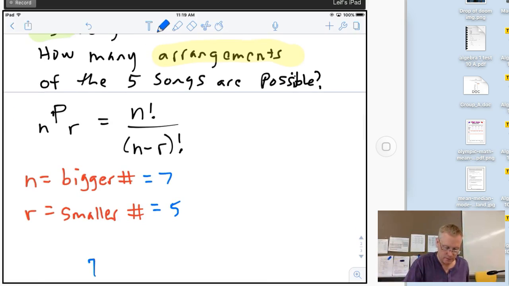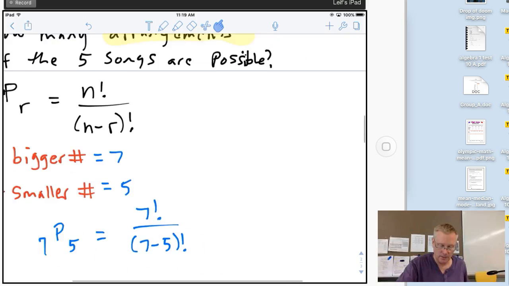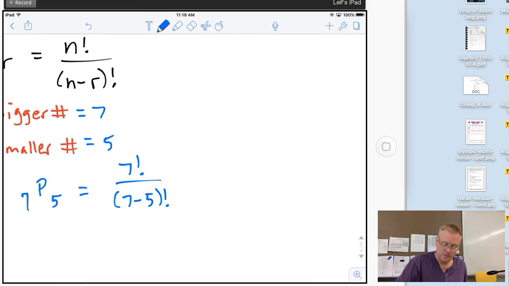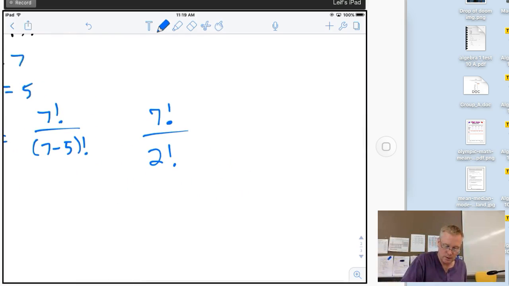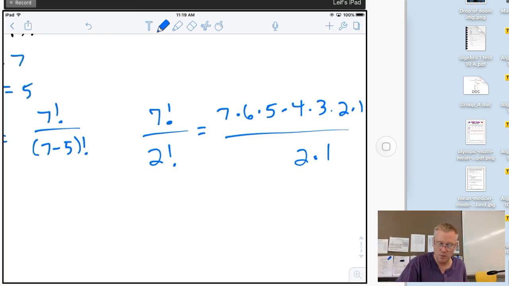So this would be 7P5 equals, n is the bigger number, so that's 7 factorial over 7 minus 5 factorial. Now if I simplify that, the top is 7 factorial and 7 minus 5 is 2 factorial. So what this actually turns out to be is 7 times 6 times 5 times 4 times 3 times 2 times 1 all over 2 times 1.